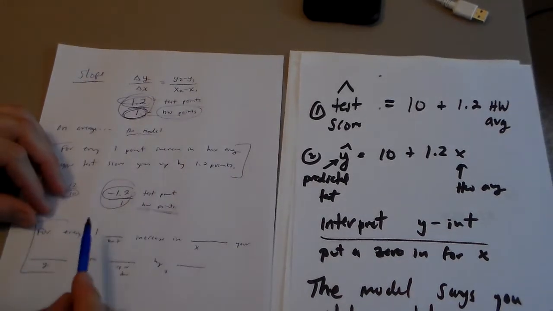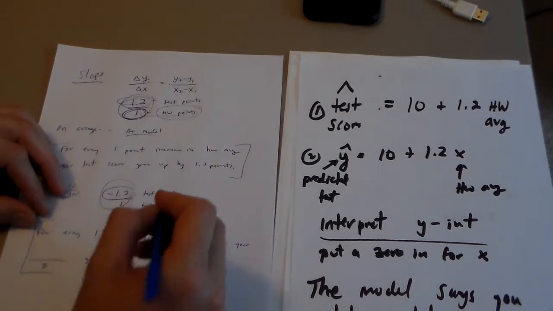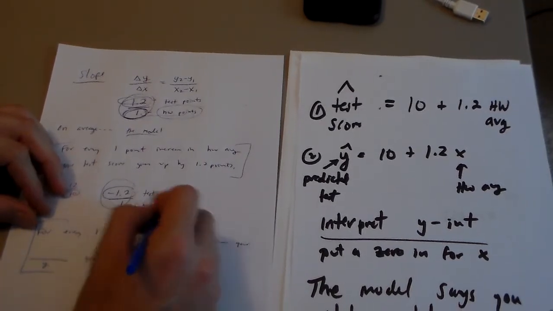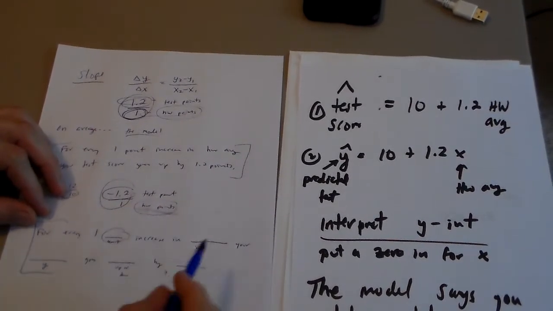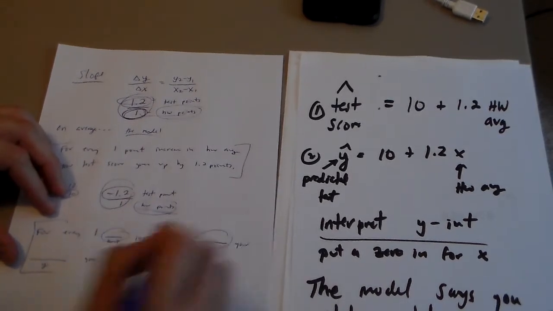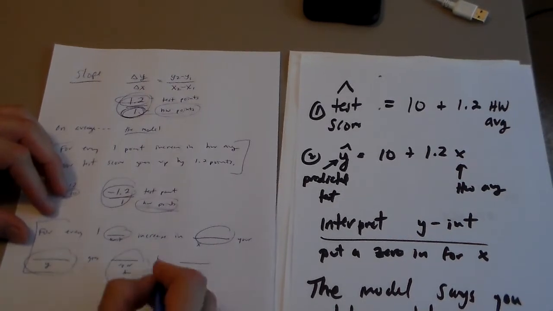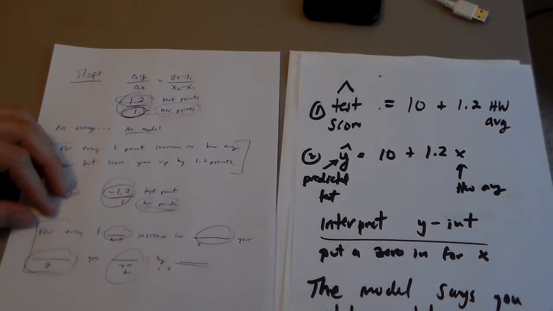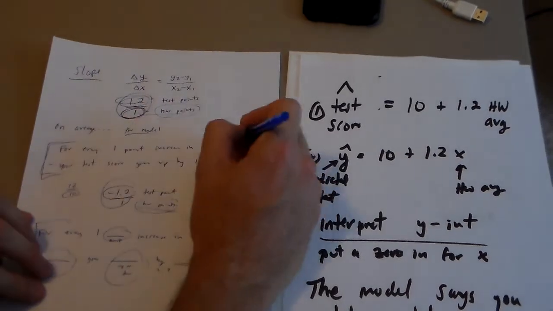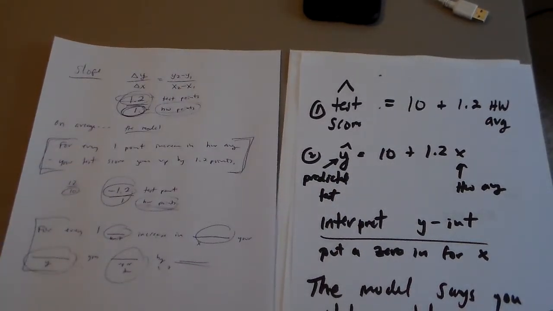Okay, for every 1 unit increase, for here, 1 point increase, 1 homework point increase, or 1 point increase in homework average, your test score goes up or down by what? Okay, so here is the writing it in context. Okay, important. We're going to do that.